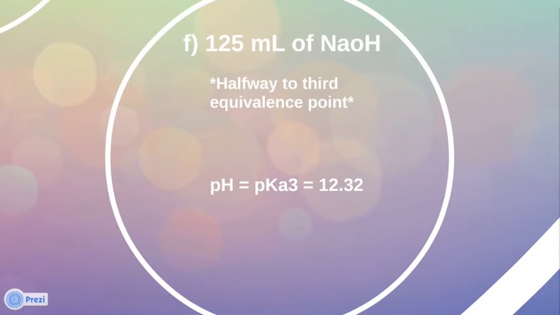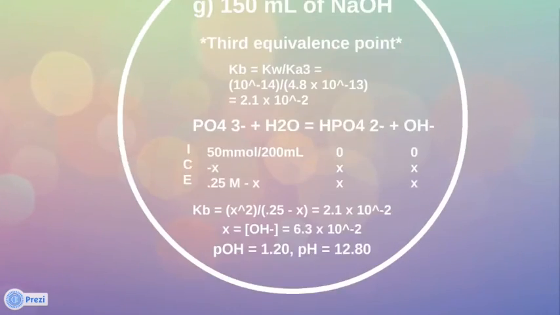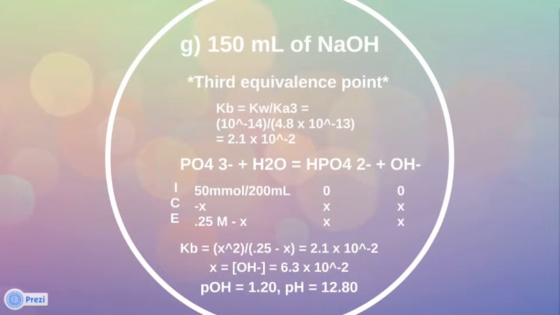When 125 milliliters of NaOH has been added, we are halfway to the third equivalence point, and the pH equals pKa3. After 150 milliliters of NaOH has been added, we are at the end point of the titration. The Kb is equal to Kw divided by Ka3.